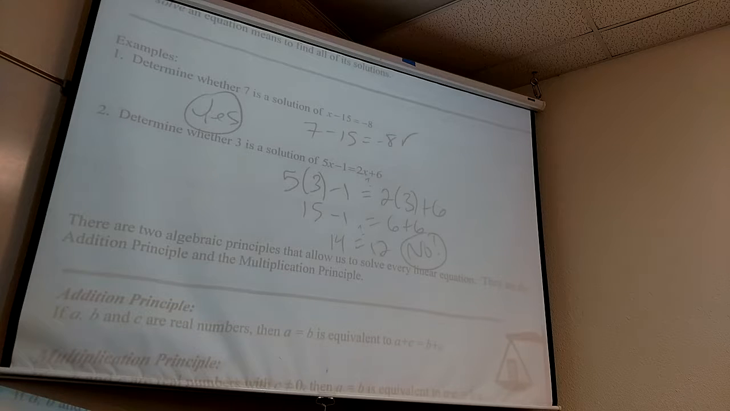It's not a solution. Does all this sound vaguely familiar? Okay. All right, I like it.